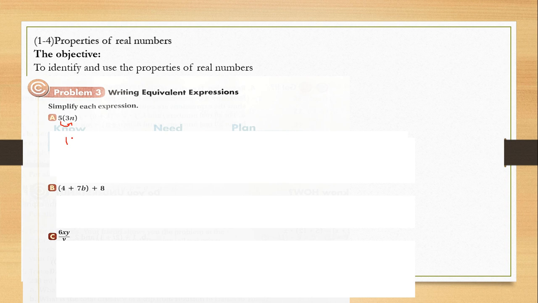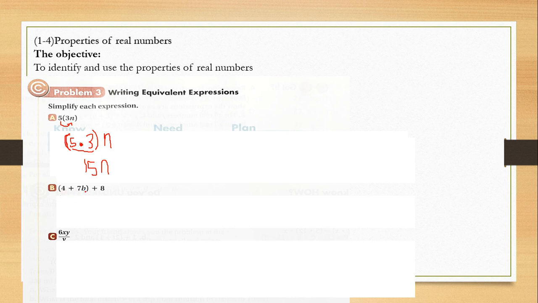by changing the group, 5 times this in parentheses. By using associative property of multiplication, we can group these together and leave the n. Then we can multiply these two numbers. So that's 15n. Now that's it. Done. Now let's move to the next question.